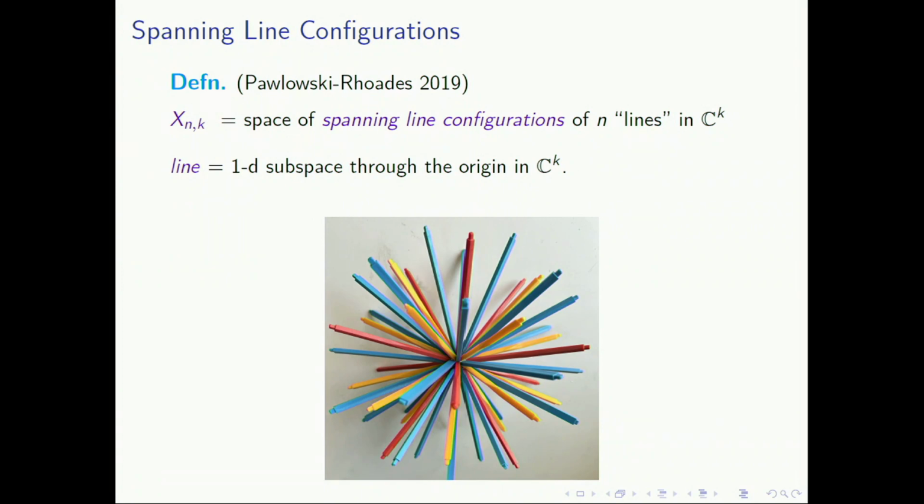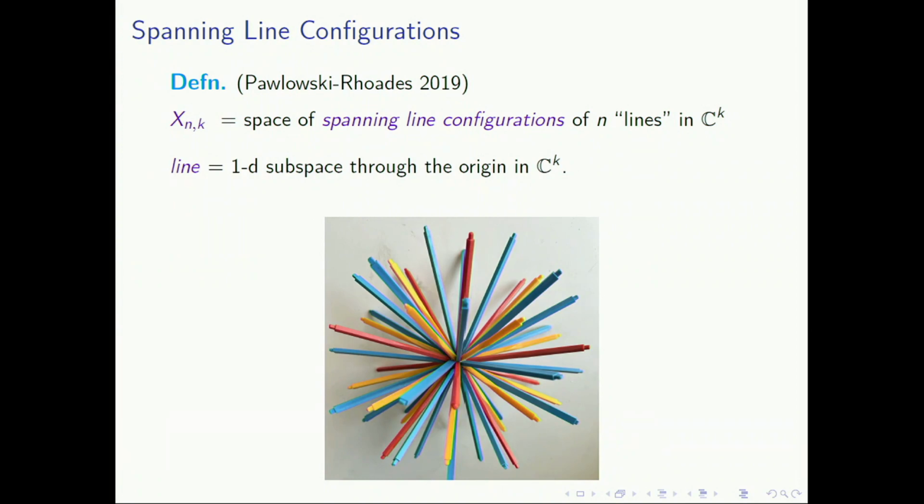And if you take all of those lines together, they form a spanning set because we required that the Fubini word has the numbers from 1 to k. We said it was a full rank matrix. So the spanning line configurations are all these kinds of, I like to think of it as, pencils coming out of the origin.